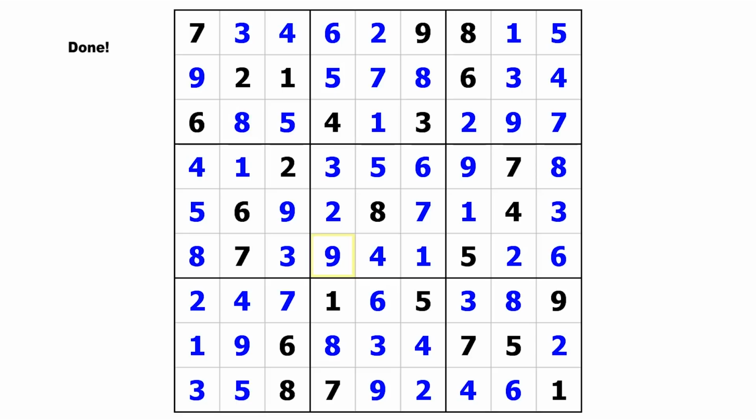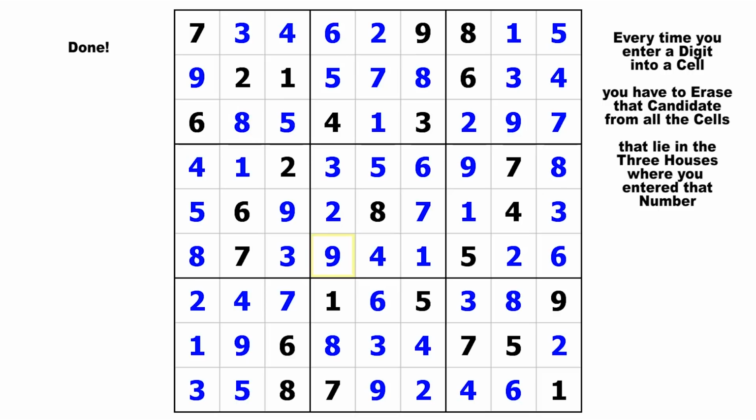So as you can see, when I'm solving the puzzle quickly, I can't keep up with erasing all the candidates, but at home you're going to need to take your eraser, and every time you enter a digit into a cell, you have to erase that candidate from any cell that's in the 3 houses where you entered that number.